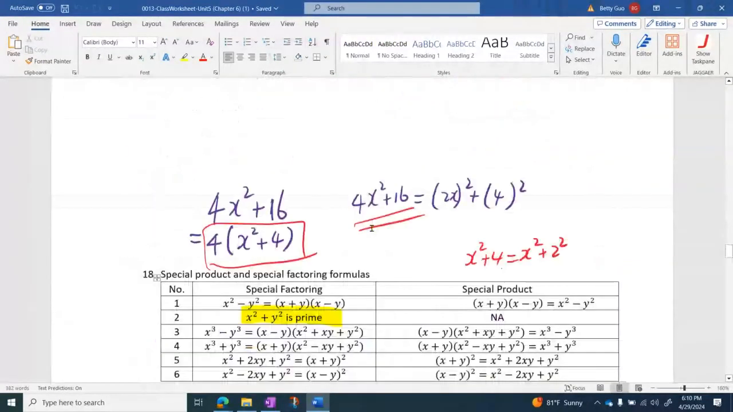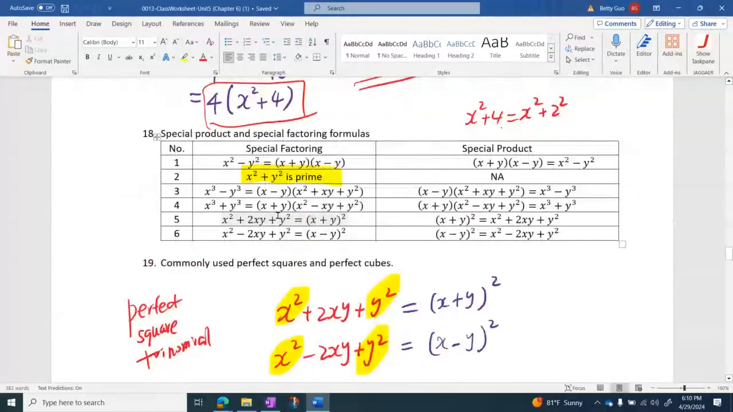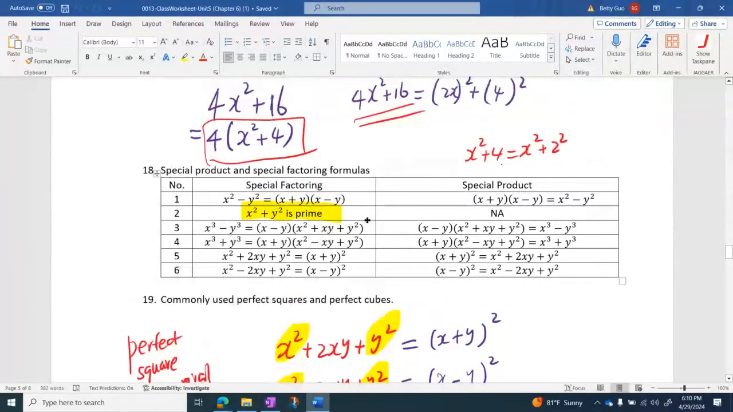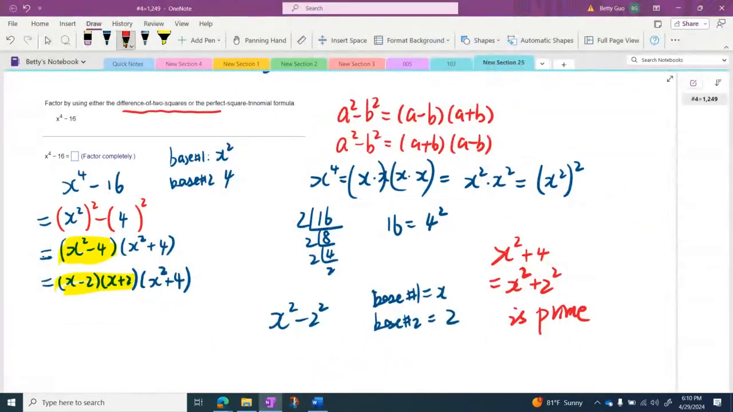The table is right here. The yellow is still highlighted. X squared plus y squared is prime. So unless we have a GCF to factor out, a sum of two squares is not factorable. So at this point, the factorization is complete. The factorization has 3 polynomials. All 3 polynomials are not factorable, so the factorization is complete.